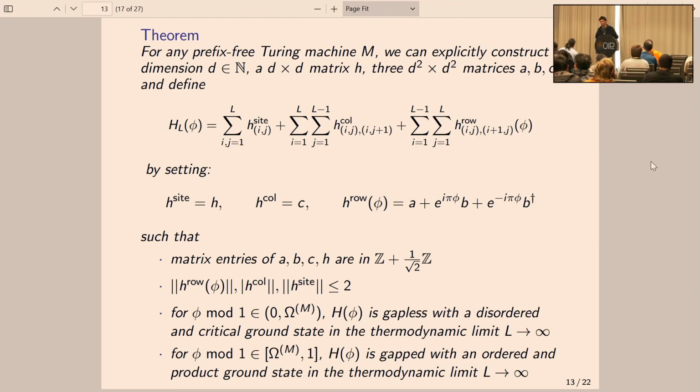I'm not really sure I understand the question, but my question is about the matrix entries of A, B, C. They are in Z plus Z1 over Z. Do you specify these entries? Yeah, in principle they can be written down. But it's also as large as the dimension. Yeah, they're d squared by d squared. Okay, thank you.